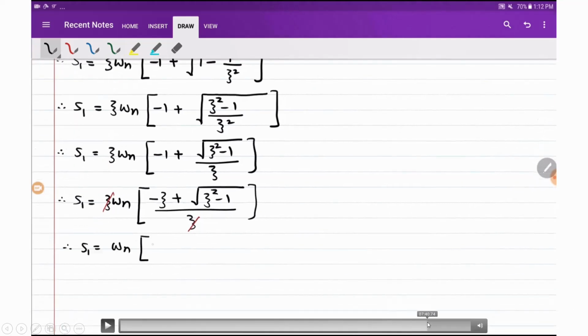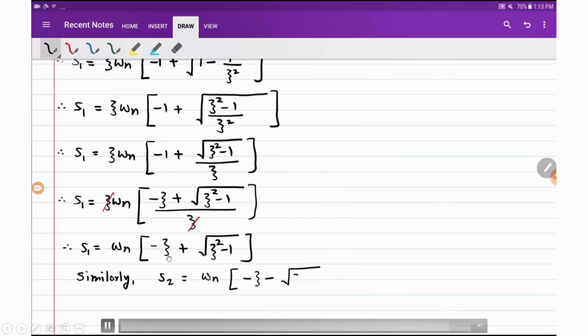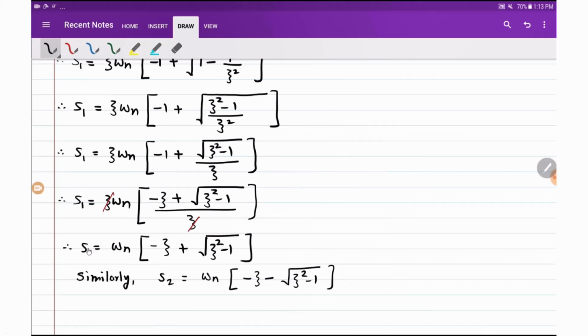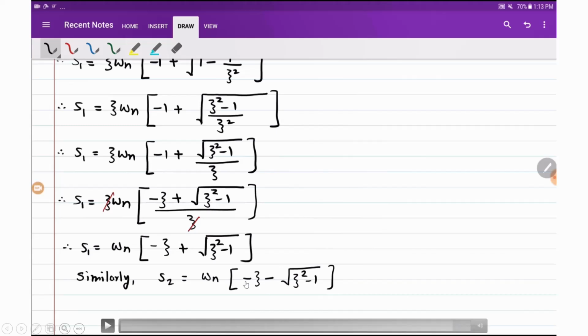So we can say that S1 is equal to omega n in bracket minus zeta plus square root of zeta square minus 1. Similarly, S2 will be equal to omega n in bracket minus zeta minus square root of zeta square minus 1. In place of plus sign, you have to just substitute the minus sign. So these are the values of S1 and S2 which are now expressed in terms of zeta. Initially they were in terms of C, m and k, now they are in terms of zeta and omega n. So these S1 and S2 values will be required for the further derivations.